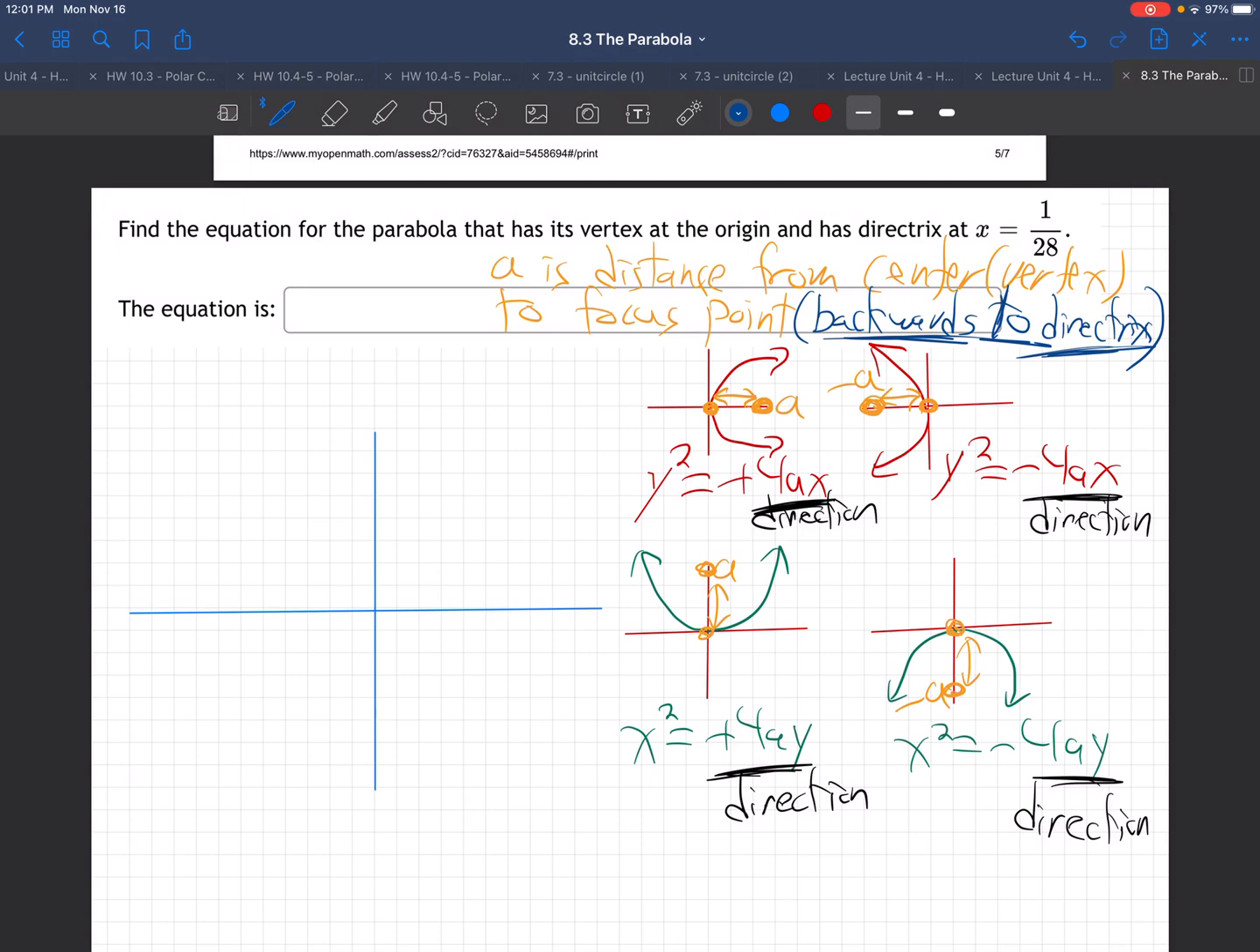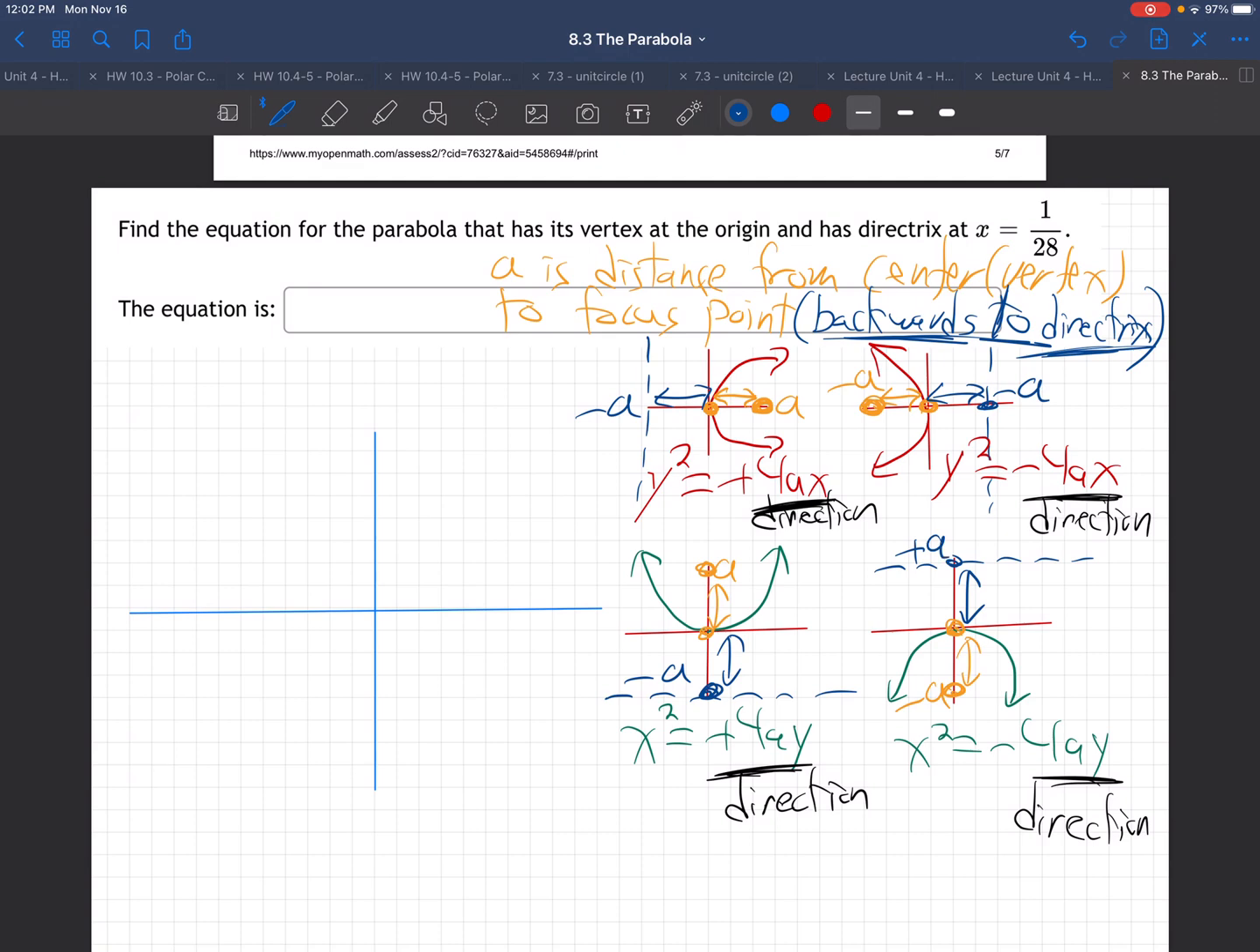And the directrix line is one of those. Let me put it right here. The directrix line is back at negative a, the opposite direction. So this one would be here, sitting at negative a. It's a dotted line because a dotted line means it's not really going to show up on the graph. This one's at negative a. And this one's up here at positive a.